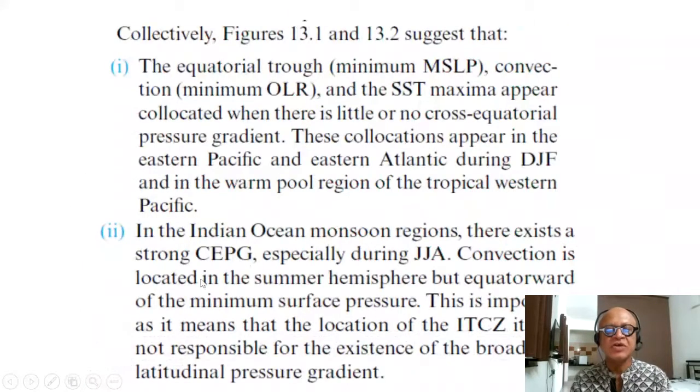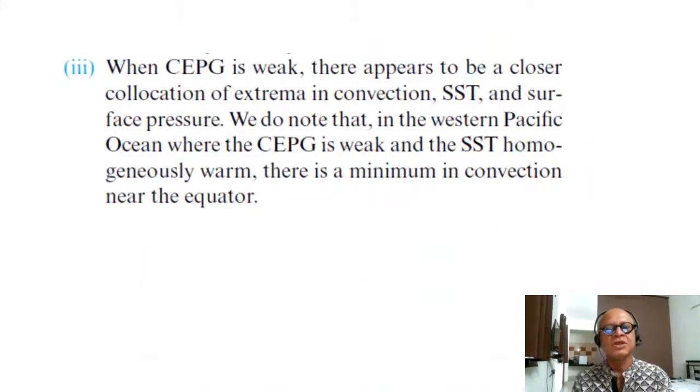Convection is located there. This is important as it means that the location of the ITCZ itself is not responsible for the existence of the broad scale latitudinal pressure gradient. So again, this is a bit of diagnostic. We are looking at the relation between the two. We are not saying which one determines which one, even though we will continue to add that the cross-equatorial pressure gradient is important for driving advection of vorticity and instabilities and hence convection.